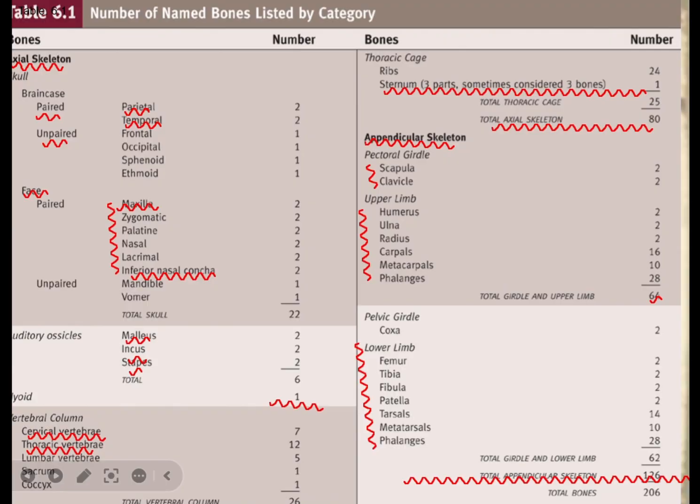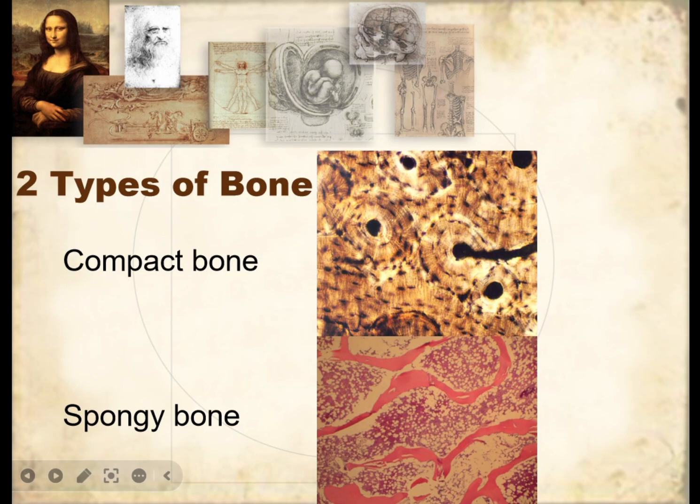The total bones, axial skeletal system plus appendicular skeletal system, 80 plus 126, is 206. So there are 206 bones present in the human skeletal system. But a baby's body has approximately 300 bones at birth. Next, we have two types of bone.